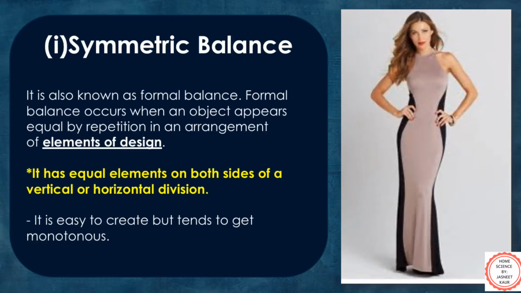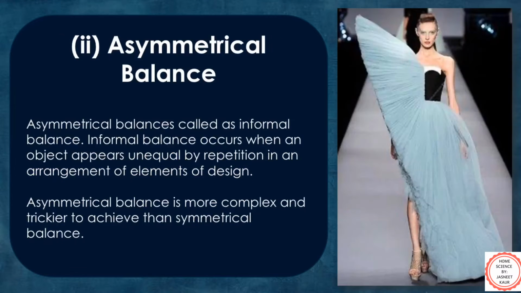Talking about the second category, asymmetrical balance, it is also called informal balance. Informal balance occurs when objects on the garment appear unequal once the fabric is cut horizontally and vertically. Asymmetrical balance is more difficult to achieve than symmetrical balance as it is more complex and trickier.